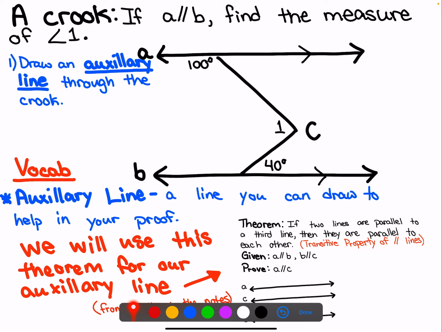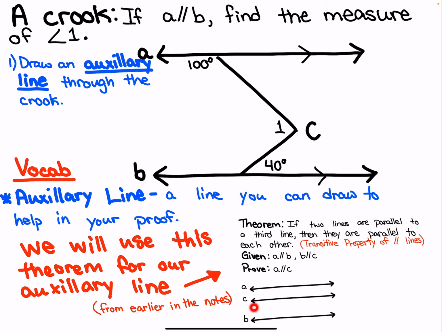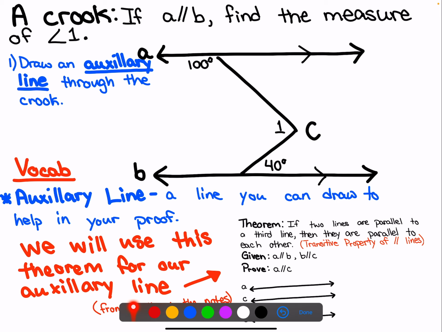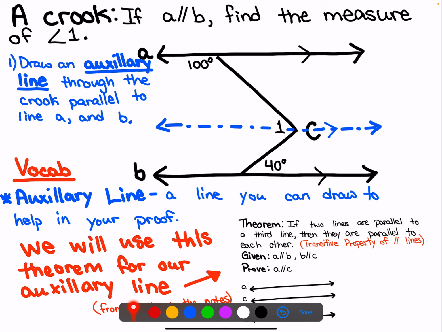So I know that A is parallel to B. What I want to do is I want to draw a third line that is parallel to both A and B. So our next line will be parallel to both. So I'm going to draw it, and when you draw your next parallel line, it needs to go through the bend in the crook. So it needs to go perfectly through this bend. So here is our parallel line.